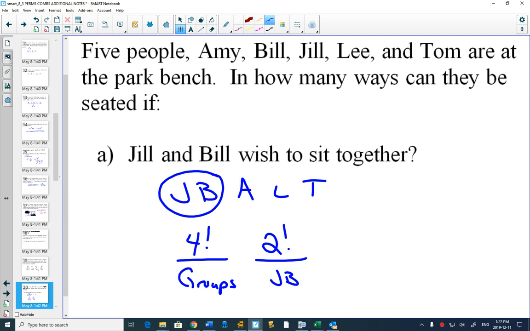And then the rest of the groups being singles, you wouldn't have to do anything with that. If you wanted to do Amy 1 factorial, Tom 1 factorial, Lee 1 factorial, you could, but it's not going to change your answer. So when we multiply this out, we get 48 ways.